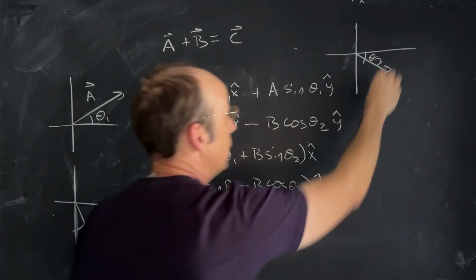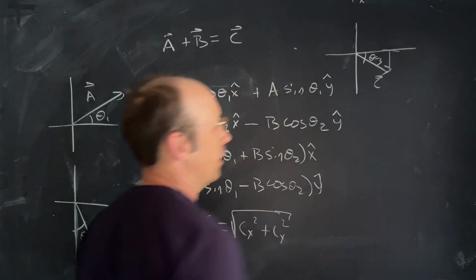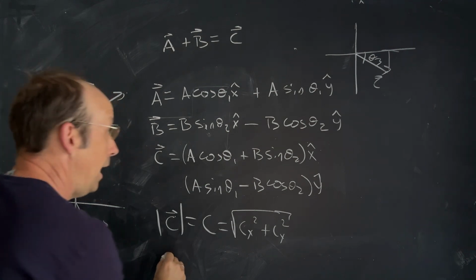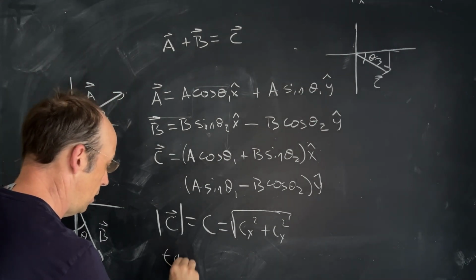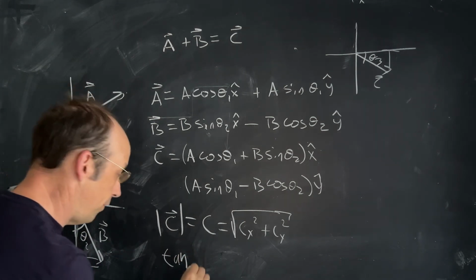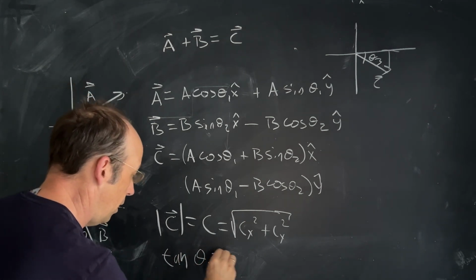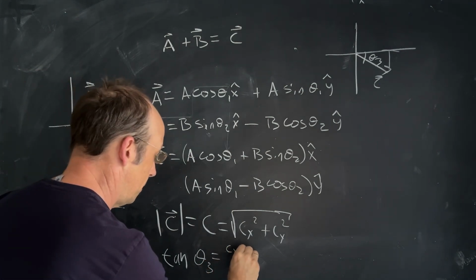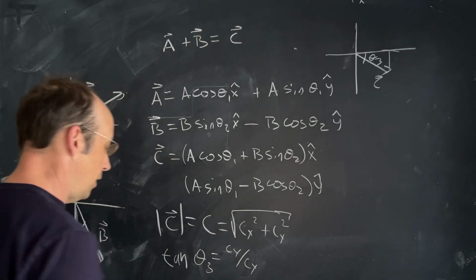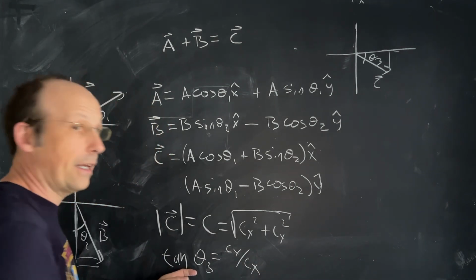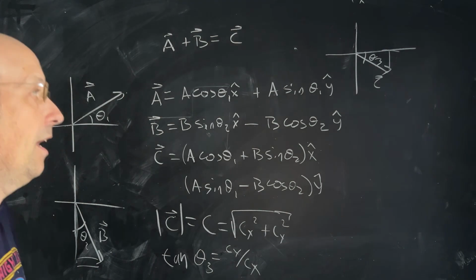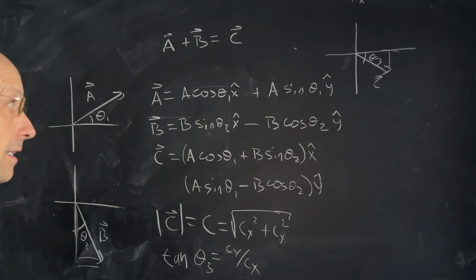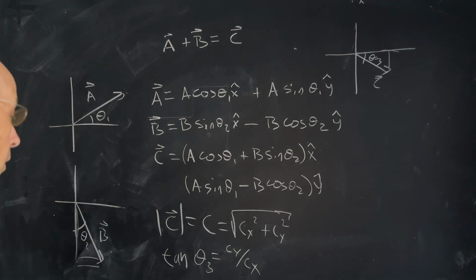Let's say I can use either the sine, cosine, or tangent. Normally we would use the tangent. The tangent of theta 3 is the opposite, which would be cy, over the adjacent, cx. So I can take the inverse tangent of both to find that. Now you do have to check, because the redundancy in the tangent function means it doesn't always work.